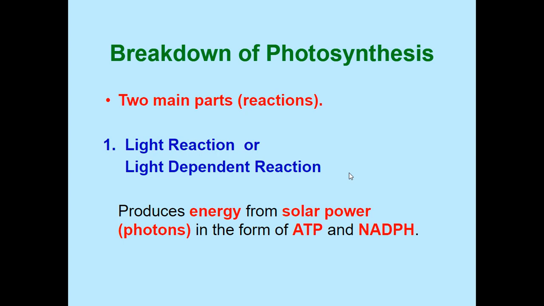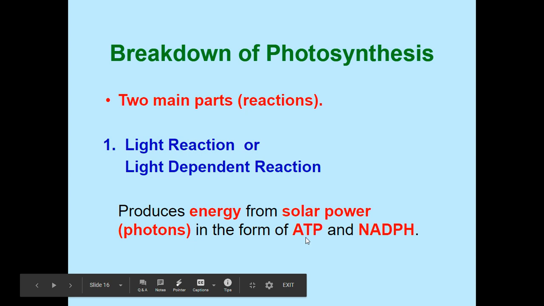Okay, in this reaction, this produces energy from your sun power, and it makes a different form of energy, which is why it says it produces energy. It basically takes your sun power and turns it into other forms of energy, specifically in the forms of ATP and NADPH. Okay.